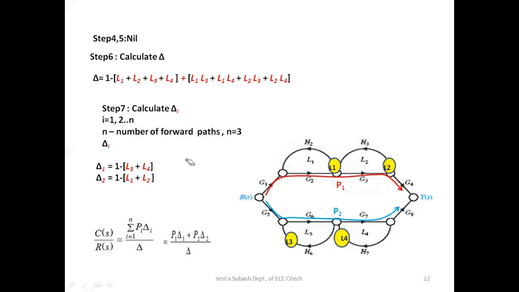C of s by R of s is equal to summation i equal to 1 to n, P i delta i, divided by delta. Let's expand the summation, which is given by P1 delta 1 plus P2 delta 2, divided by delta. We have found the values of delta 1, delta 2, P1, P2 as well as delta. Let's substitute those values and calculate the transfer function.